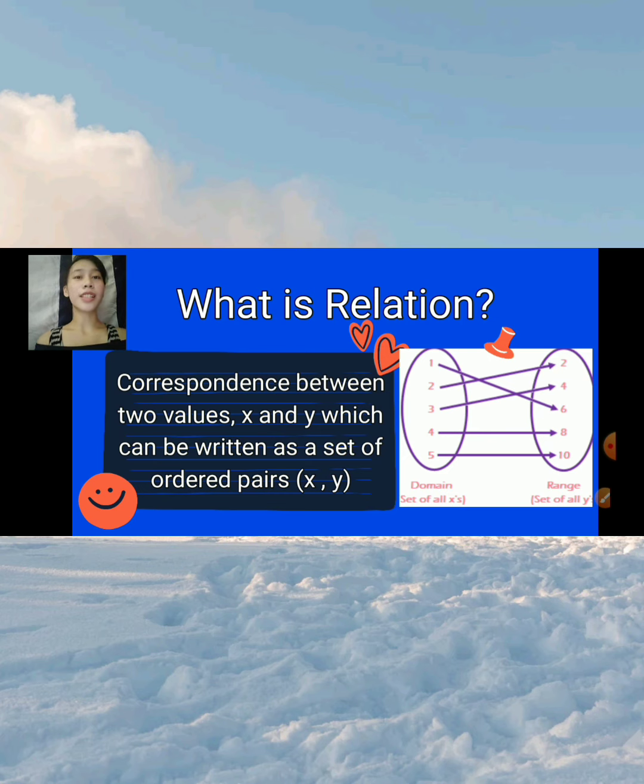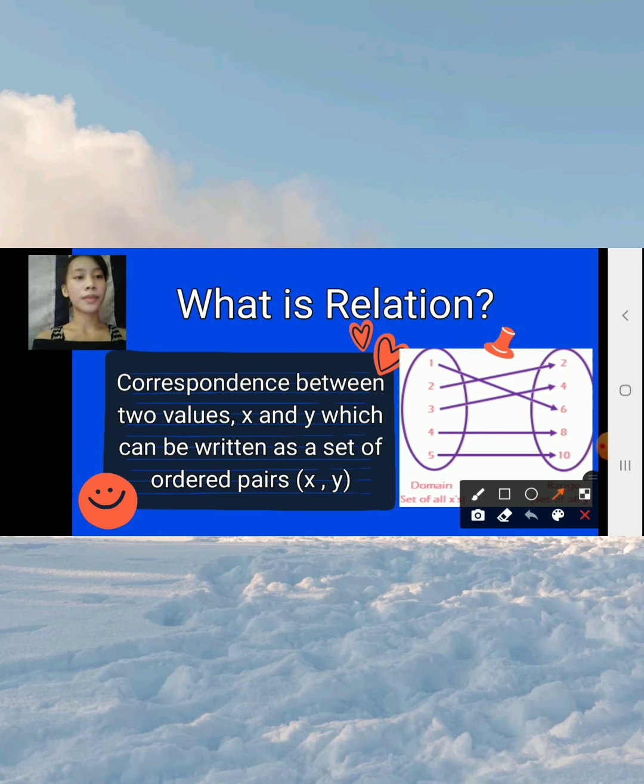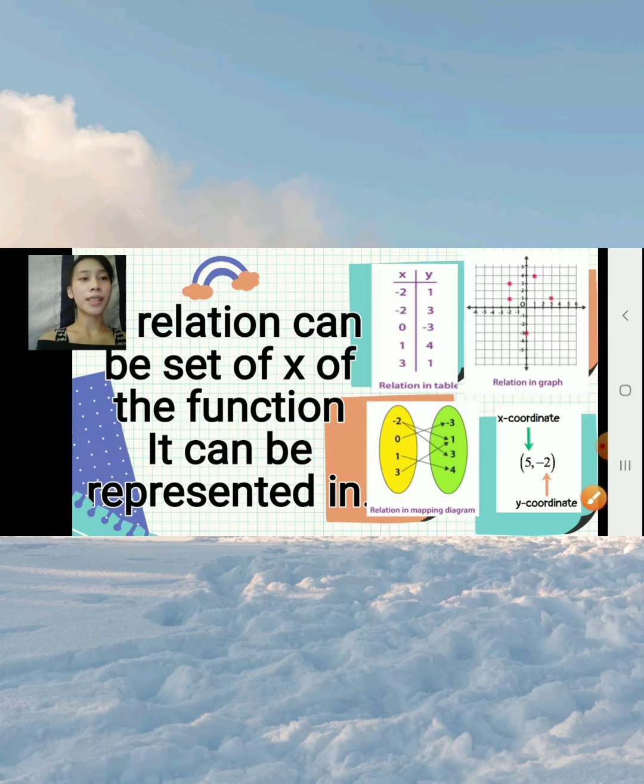It is a correspondence between two values x and y, which can be written as a set of ordered pairs x and y. So just like here, for example, that is our domain, which is the set of all x. Well, this is the range, the set of all y. So let's proceed.